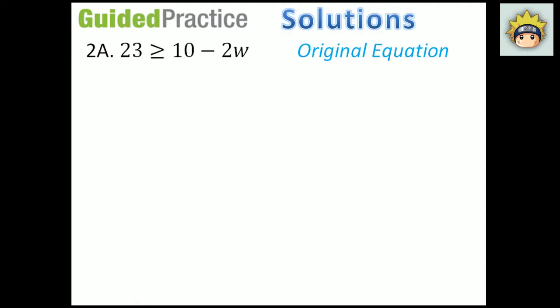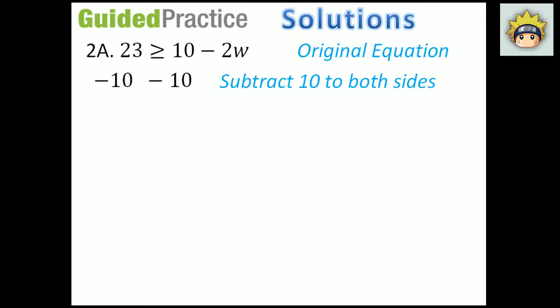Here are the solutions. 2a, this is my original inequality: 23 is greater than 10 minus 2w. You want to subtract 10 from both sides because you're trying to get the variable alone. You're trying to solve for the variable. So I subtract 10 first.